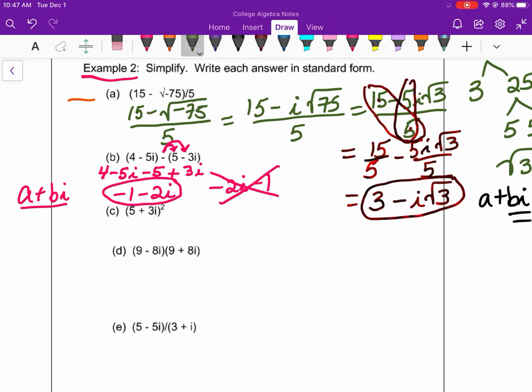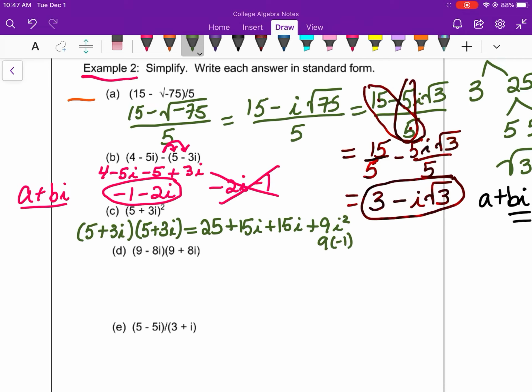The second one, if I square a quantity, that means I FOIL. So I will have 25 for my first, my outer, inner, and last. So this is 9 times a -1. If I see i squared show up, I have to switch it to a -1. They are equivalent. So now I have 25 minus 9, so 16 and 30i.